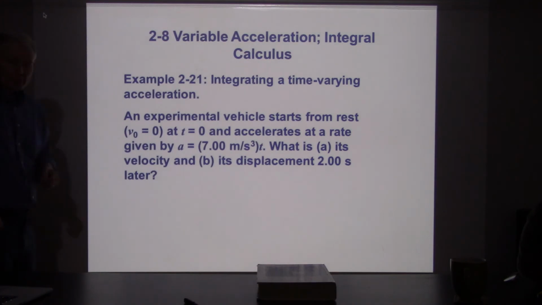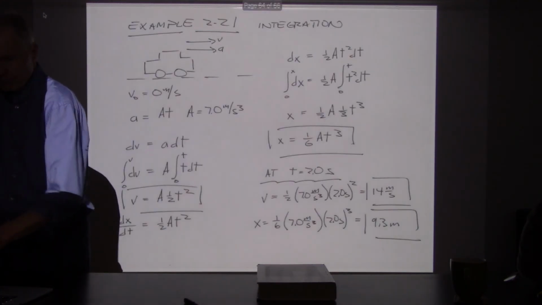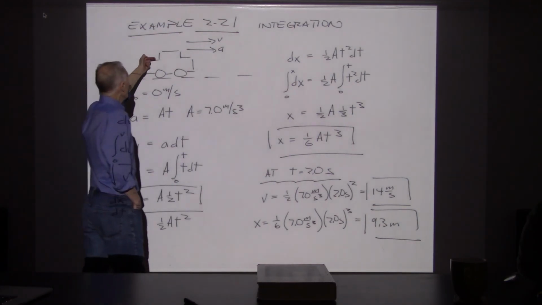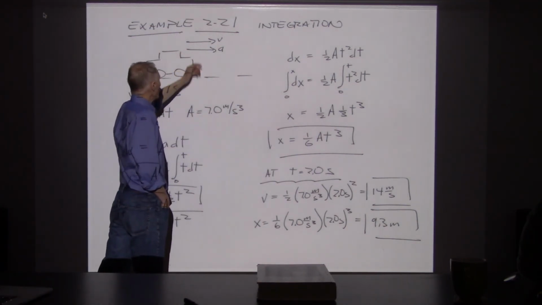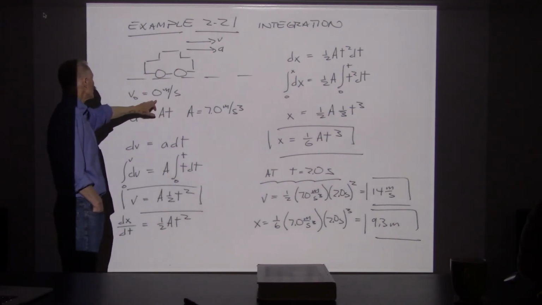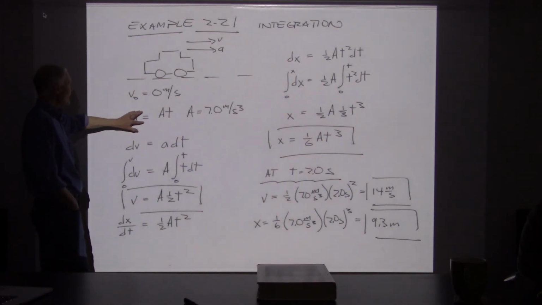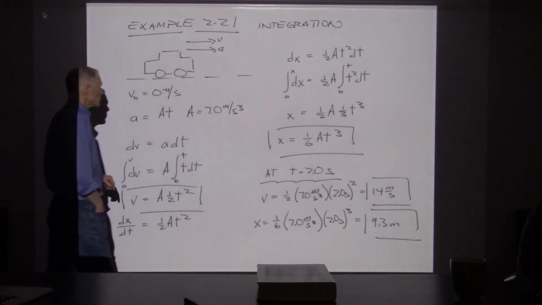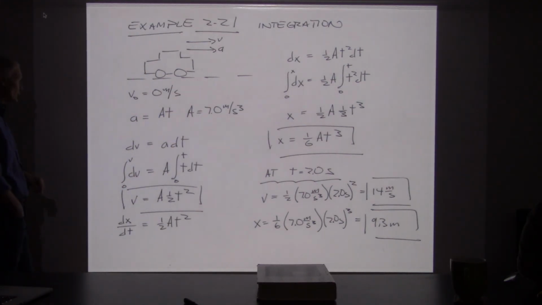What's its displacement? Let's take a look at this. So here is our experimental vehicle. It looks like a car. It's going to go in that direction, and it's going to accelerate in that direction. It's going to start off at 0. I'm going to write this as a is equal to A times t, where A is equal to 7 meters per second cubed.